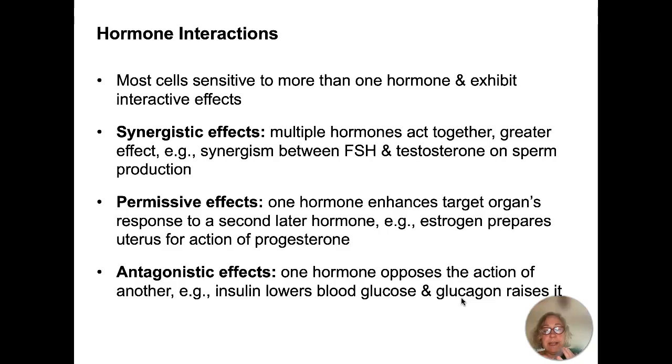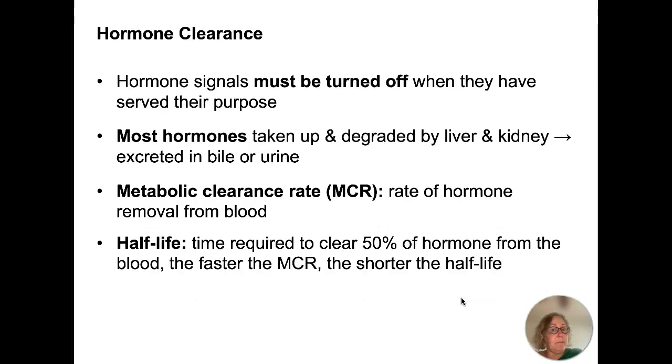And you also have antagonistic effects. These are a lot of the things you see in feedback loops. One hormone opposes the action of another. I just love talking about glucose. Insulin lowers blood glucose and glucagon raises it. So remember, those are the two hormones, insulin and glucagon, making glycogen and glucose. Yes? Okay. Those are antagonistic effects.